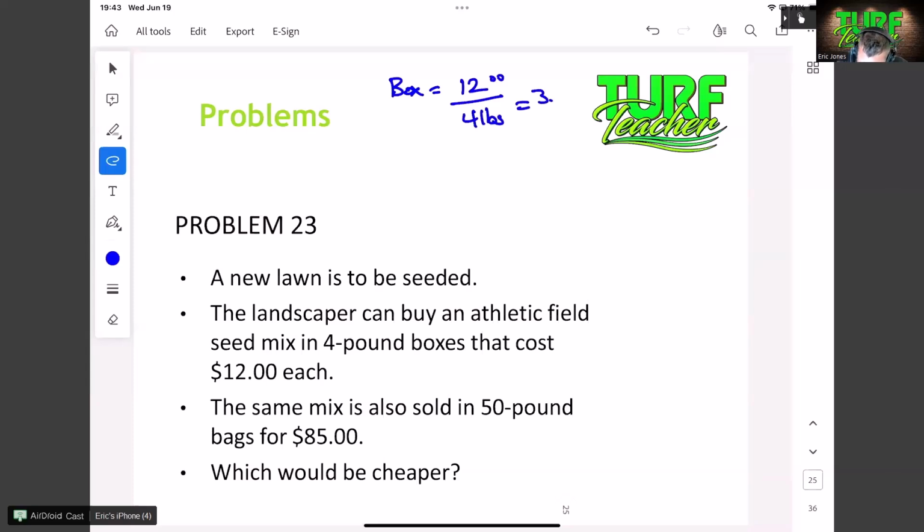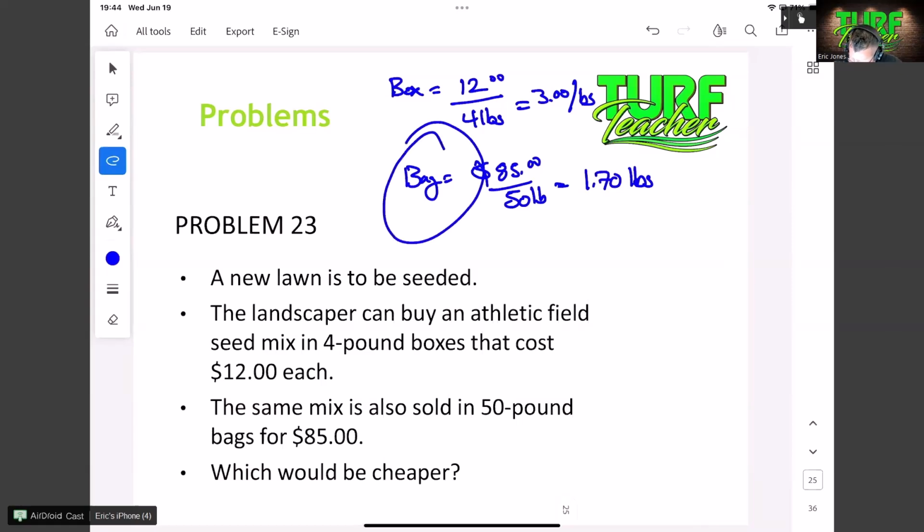Basically, $3 a pound. The 50-pound bag, $85, works out to $1.70 per pound. And we should have known that by just looking at it. We're going to go with the bag always.